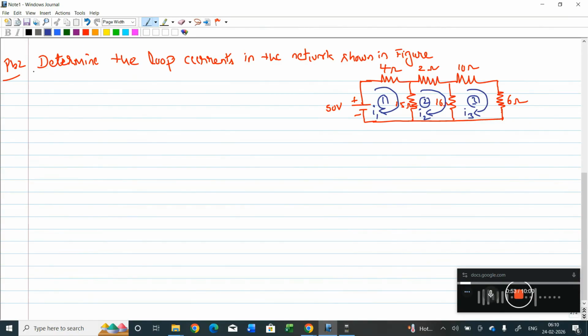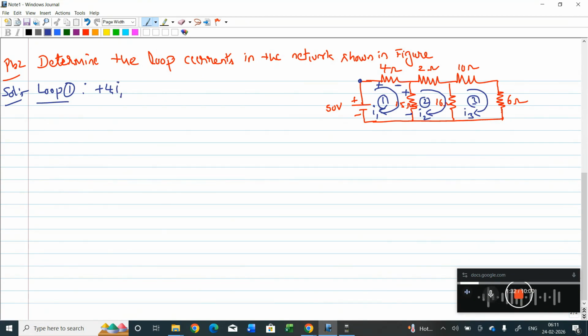Now, write the KVL equations for the three loops, that is, mesh equations for three loops. First, for loop 1, we have the current in the clockwise direction. It starts from here. The voltage drop polarities across the resistances will be plus to minus: current entering terminal positive, leaving terminal minus. So if you write the loop equation, for 4 ohms only I1 current is flowing through 4 ohms.